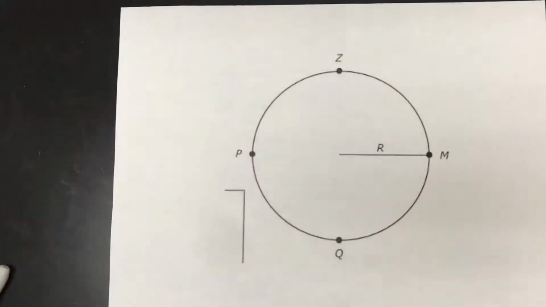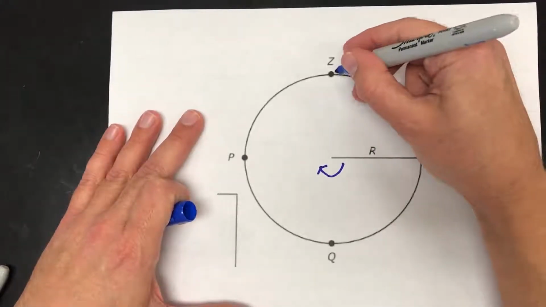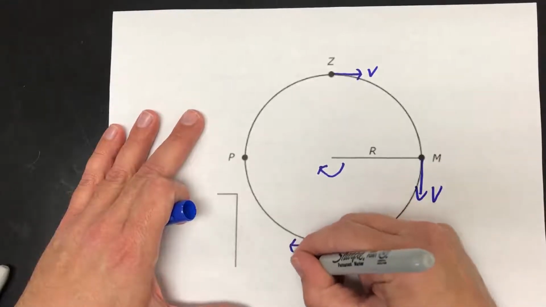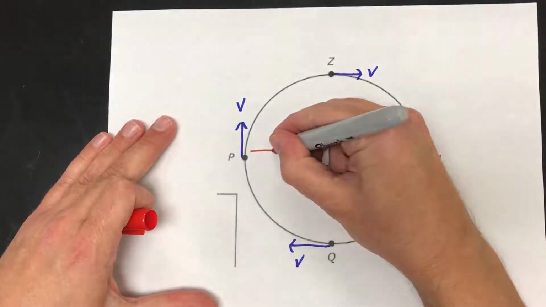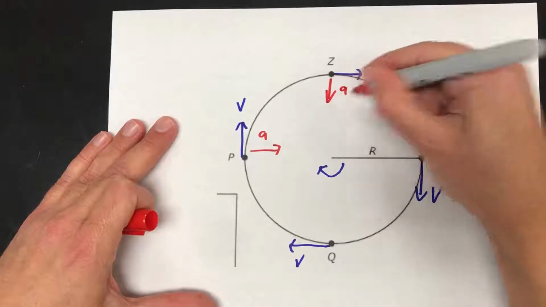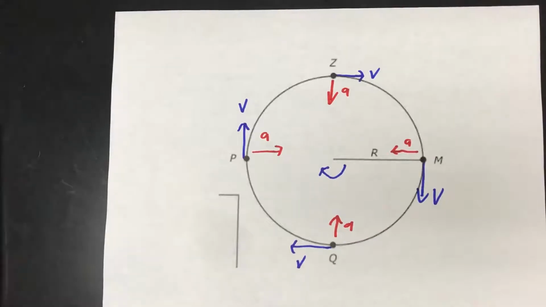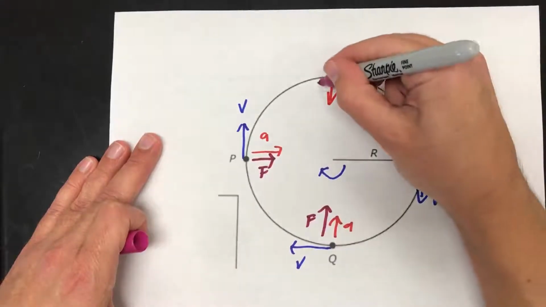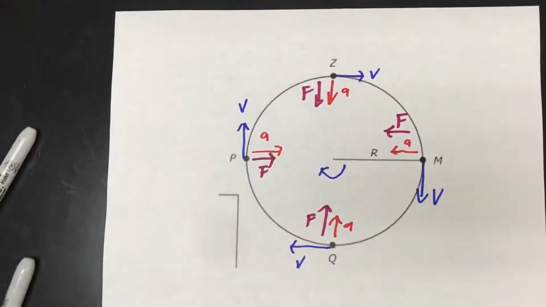So next picture that they have is this one right here, and I just want to indicate they say that it's going clockwise, remember, so it's spinning this way. So let's draw some velocity vectors. At z it's going that way, at m the velocity is down, at q the velocity is to the left, and at p the velocity is up. We could draw some acceleration vectors. The acceleration will always point towards the center of the circle, and by the way, so will the force. So the net force, which we can call a centripetal force since it's causing it to go in a circle, will also always point towards the center there.